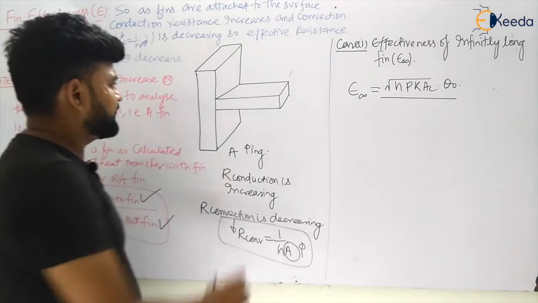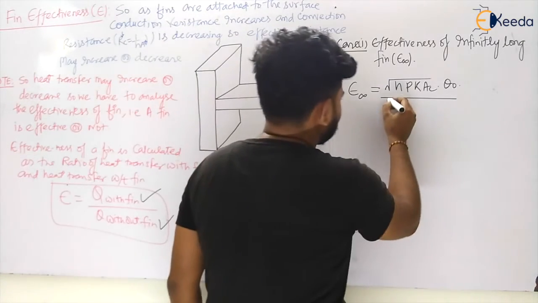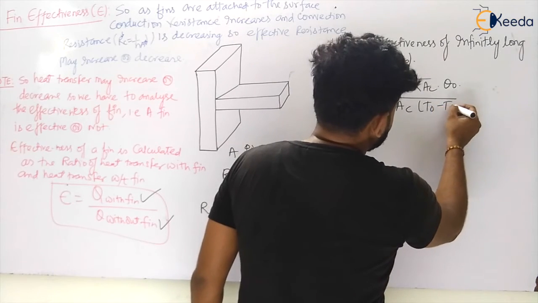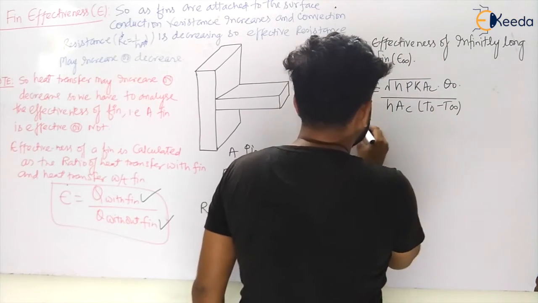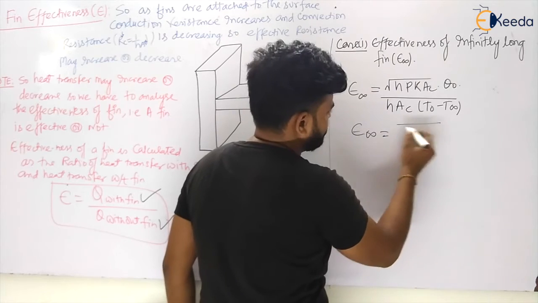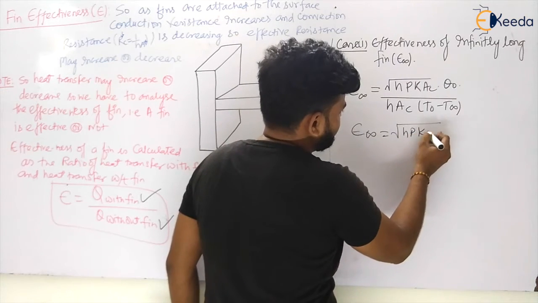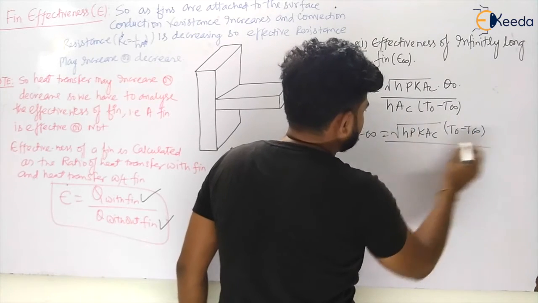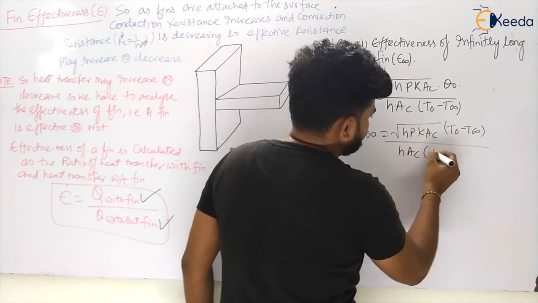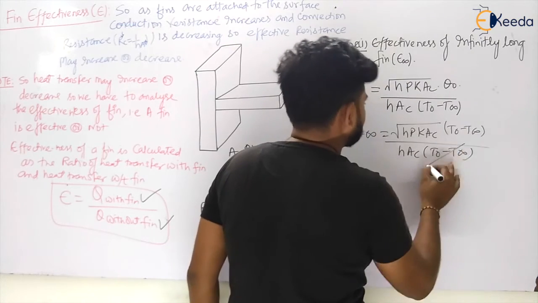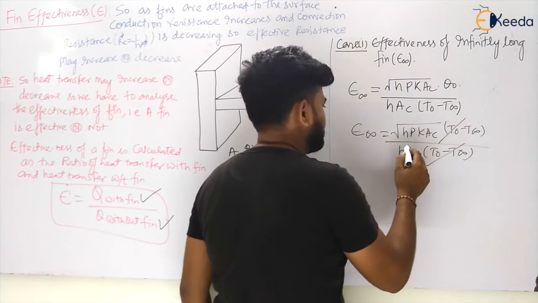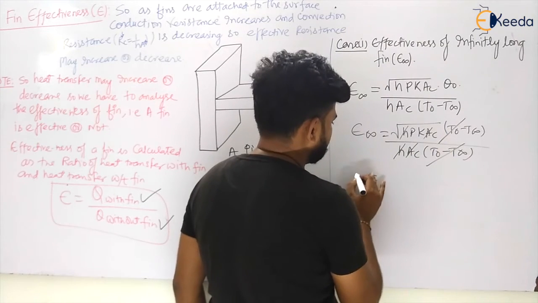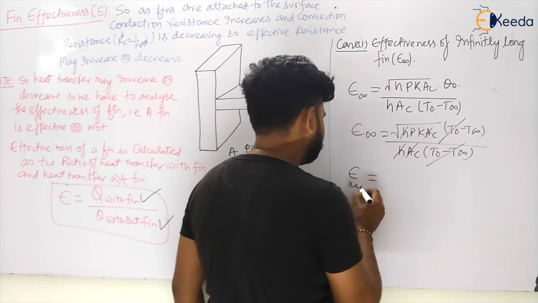If the fin is not attached to the surface, what will be the heat transfer? This will be h A_c, again T naught minus T infinite. So this is also T naught minus T infinite. So E infinite will become equal to under root of h P k A_c (T naught minus T infinite) divided by h A_c (T naught minus T infinite), my dear students. So h and A_c will go, h and A_c will go. So this will become E of the infinitely long fin.